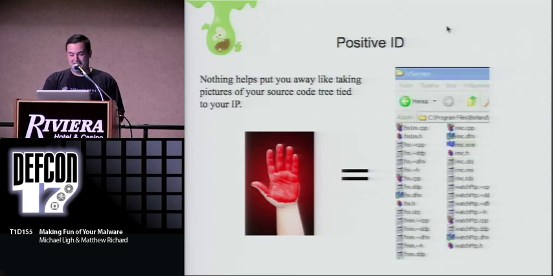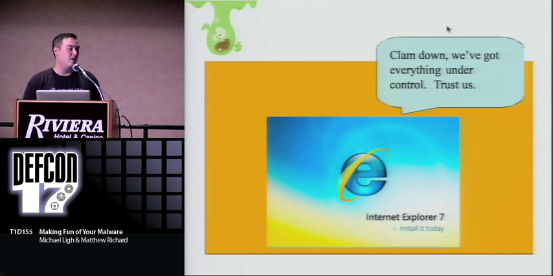Not too bright. So the last piece of malware we've got is an interesting one you might be familiar with. It's called Internet Explorer 7. So don't worry. It's all under control. Microsoft's taking care of it. Let's not get too worked up.